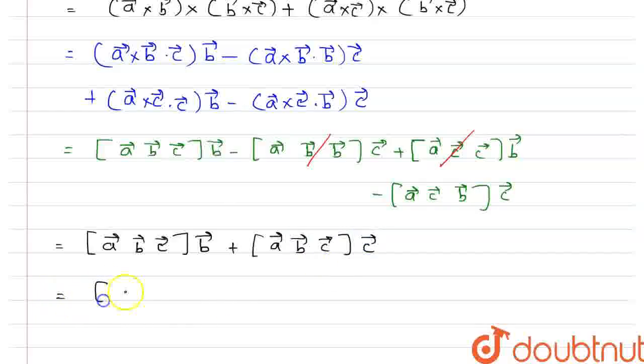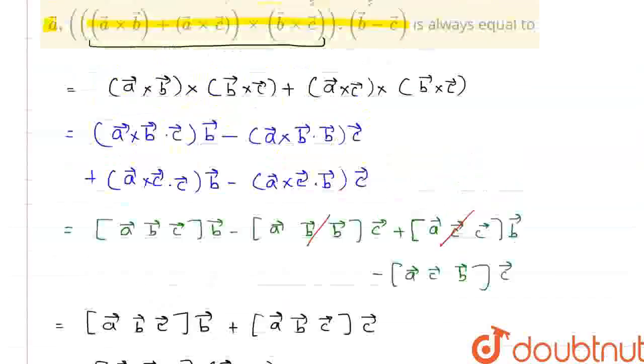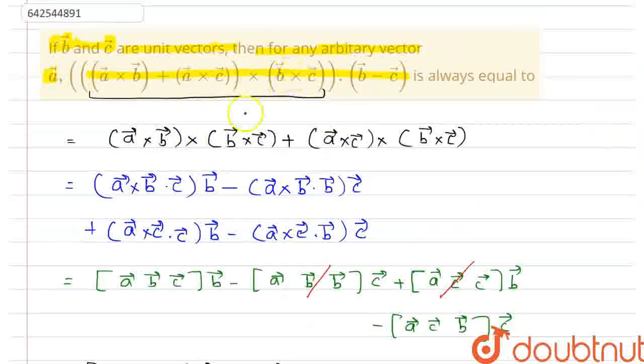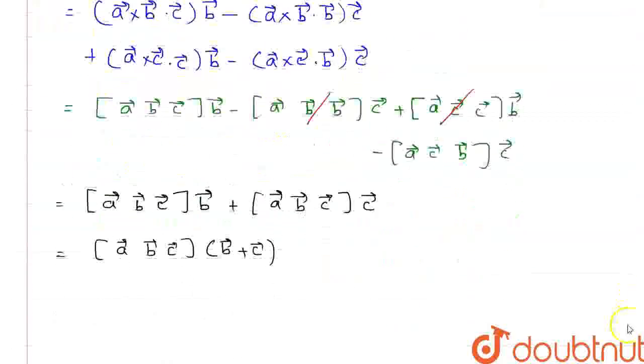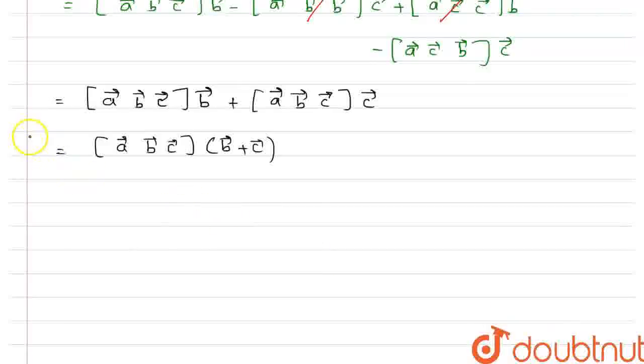From here, I will take a vector, scalar triple product of a vector, b vector and c vector common. And so we'll be left with b vector plus c vector. So we got the value of this term as this. Now we'll take the dot product with b vector minus c vector to get our required answer. So here we will take the dot product of this with b vector minus c vector.